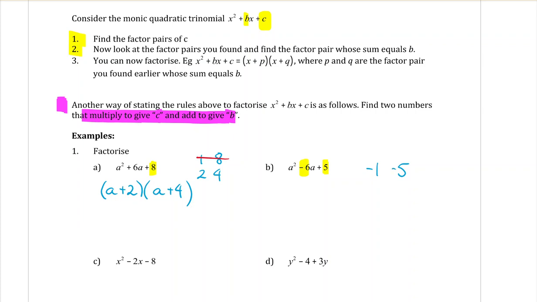Okay, so we write our brackets down. 2 big brackets. It's going to be A at the beginning of both brackets. And the two numbers I found, I have -1 and -5. It doesn't actually matter which order you put them in. It means the same thing.